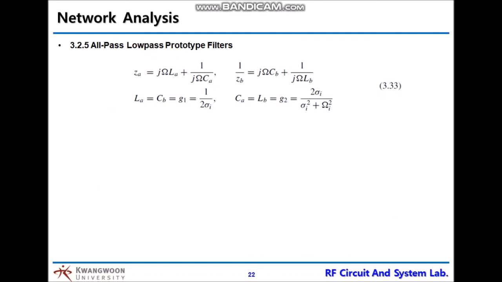The network elements for a single-section D-type low-pass prototype, as shown in figure 3.12c, are given by equation 3.30. Higher-order all-pass prototype filters can be constructed by a chain connection of several C and T-type sections.